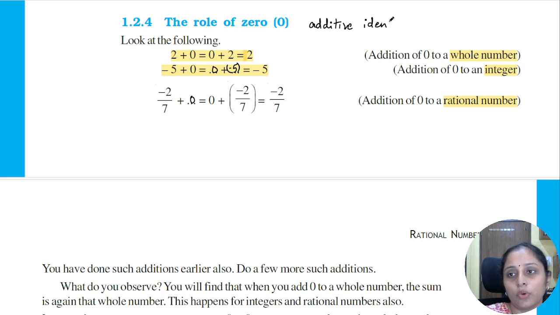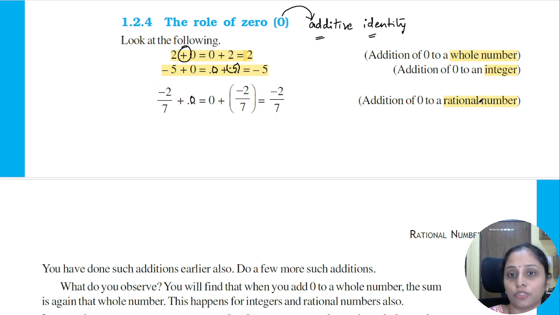Okay, so additive identity is nothing but an element which when added to a given element of a set, you get back the same number. Additive because the operation that we are talking about here is plus. Identity because even after performing the operation, you are getting back the same number or same element that you have taken, right? So 0 is the additive identity for the set of whole numbers, for the set of integers and for the set of rational numbers.